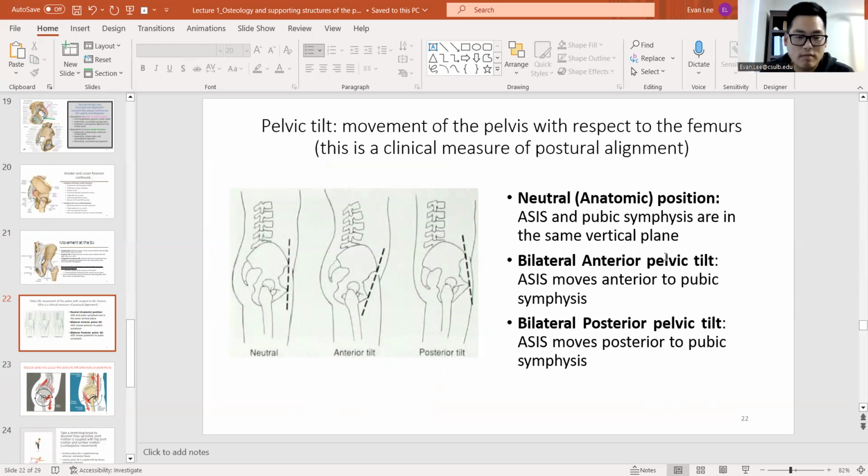So when you have your neutral position of the coxal bone, the pubis and the anterior superior iliac spine should be along the same vertical plane. But if you were to tilt it forward, as in tilt the top forward, that is going to be anterior tilt. And then if you tilt the whole thing back, that is going to be posterior tilt. So this is a bilateral movement, meaning that both sides move together, which is going to be making it bilateral, or just specifically anterior and posterior pelvic tilt.